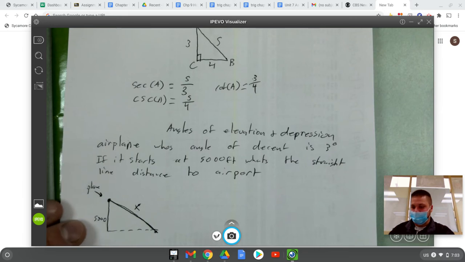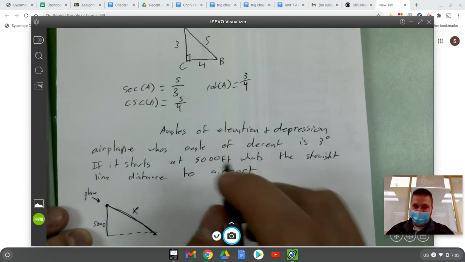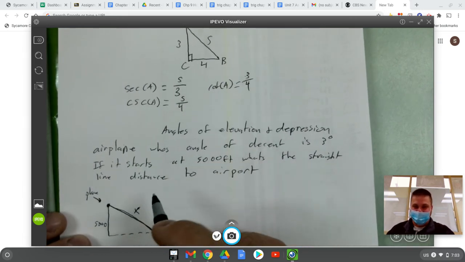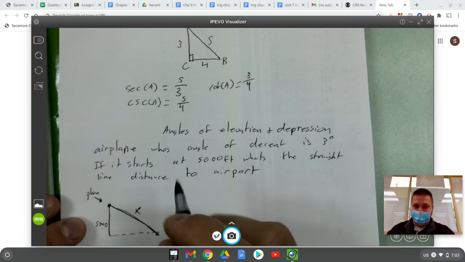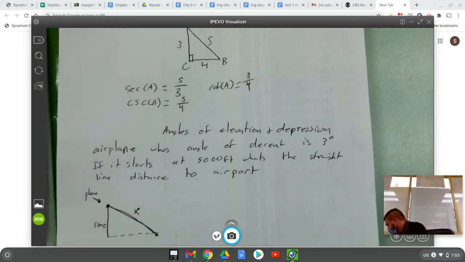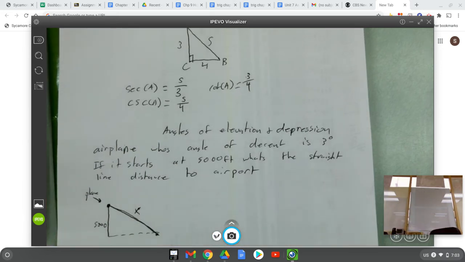Now, what angle do we know? Angles of elevation and angles of depression are always made with your horizontal line of sight. Horizontal line of sight.